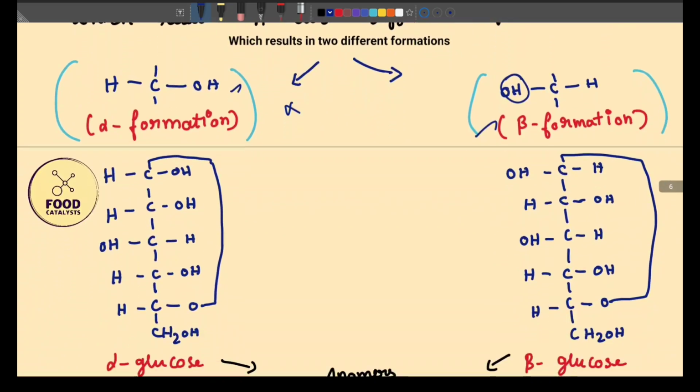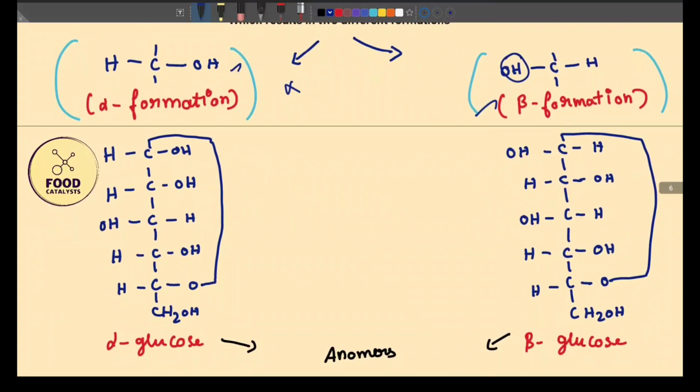Okay, so let's write the reaction accordingly. Here, as you can see, the OH is present on the right side, and here the OH is present on the left side, right? If it is on the right side, it is alpha. If it is on the left side, it is beta. So basically this differentiation is called anomers.